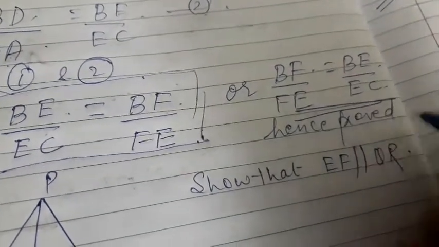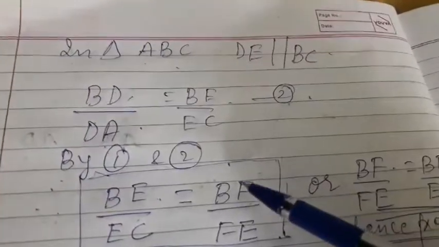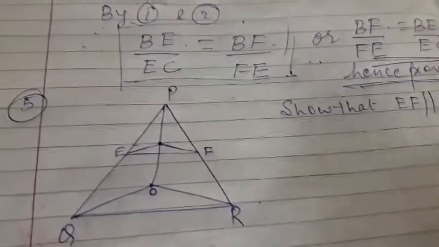Yes, so these sums are easy. The only thing is, you should know how to apply the basic proportionality theorem. Now one more sum I'll do. The next question is the fifth one. You can see the figure here.